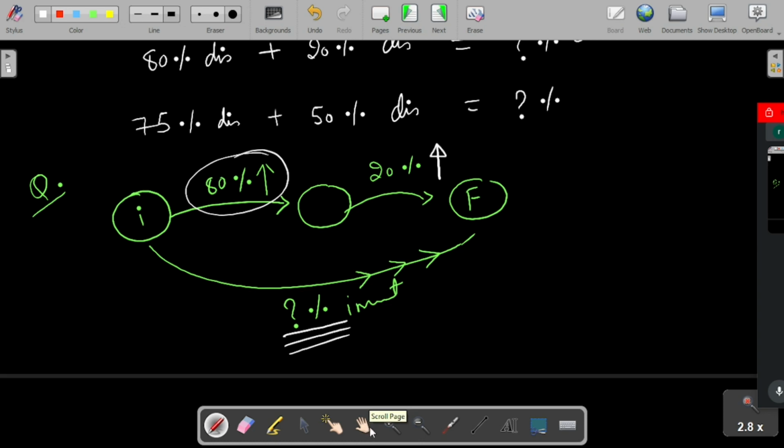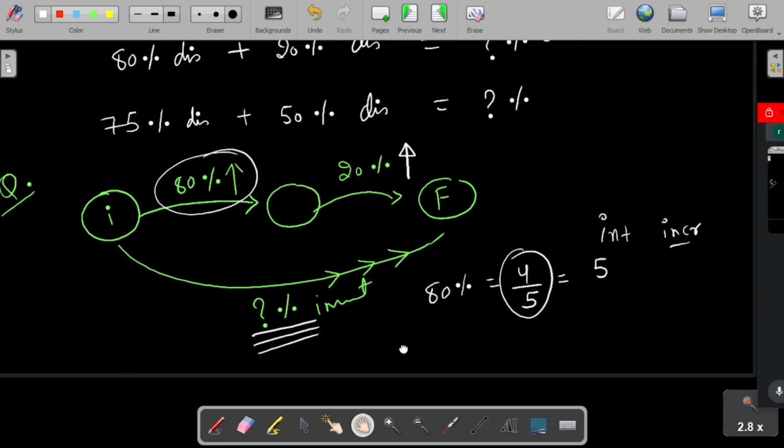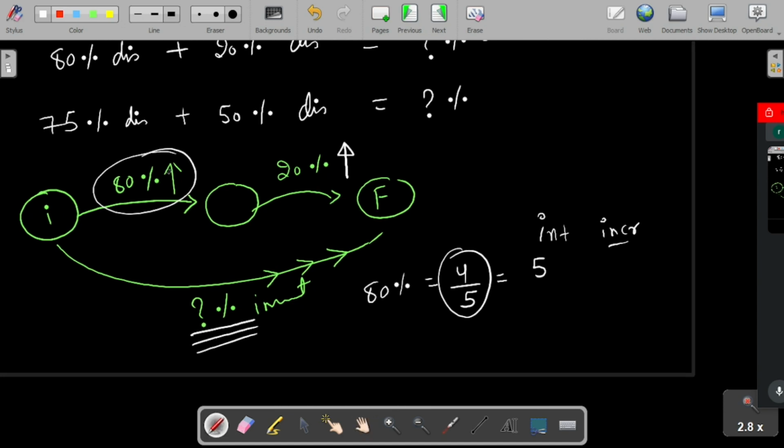Okay, so 80% can be said as 4 by 5. Very good. See, your question is not in terms of mark price and discount. It's initial and final. So what is the meaning of 4 by 5? If this is the initial value, 4 is the increment. 80% increment means 4 by 5 increment. What does it mean? If the initial was 5, the increment is 4. So what's the final? It's 9.